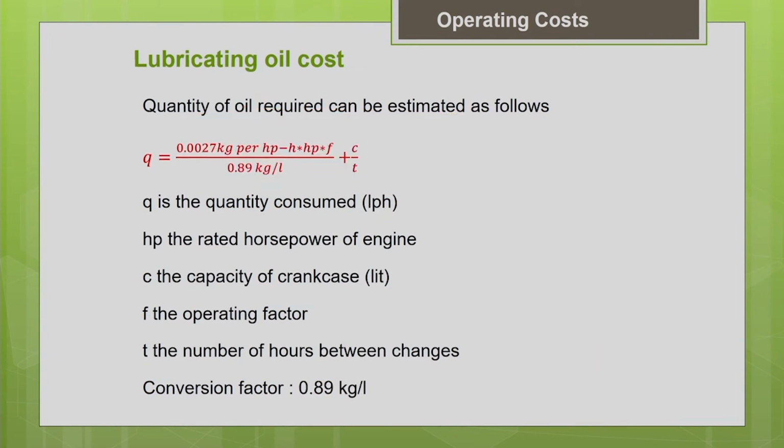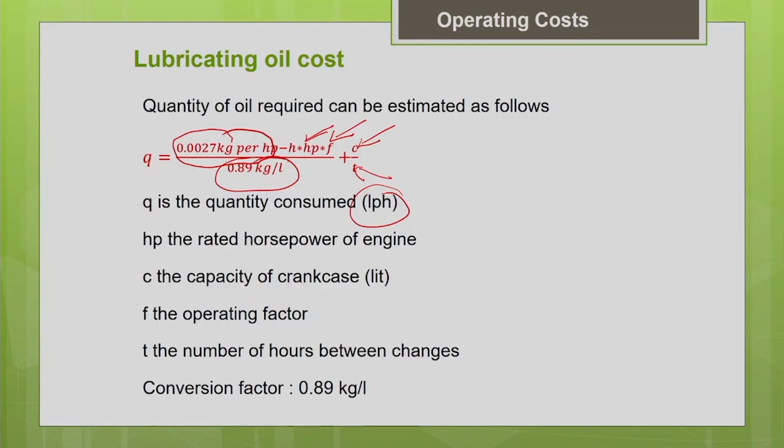So I have just converted the same formula into SI units so that we can estimate the quantity in liters per hour. That is the only difference. Here you can see the consumption rate is 0.0027 kg per horsepower. Accordingly, you have to adjust for your conditions: horsepower, operating factor, plus the crankcase capacity, divided by the number of hours between the changes, and the conversion factor here is 0.89 kg per liter. So the final quantity you will get in liters per hour using this formula.